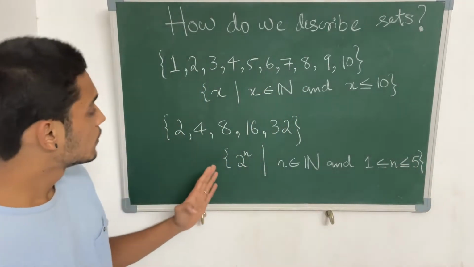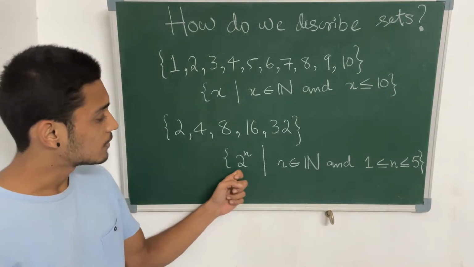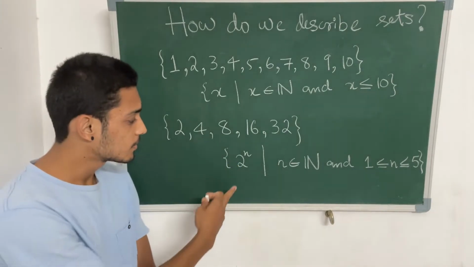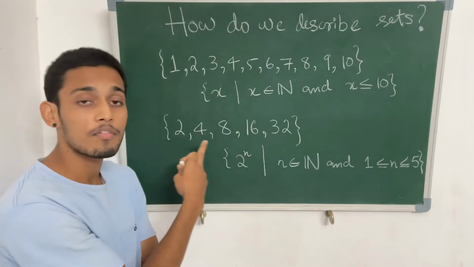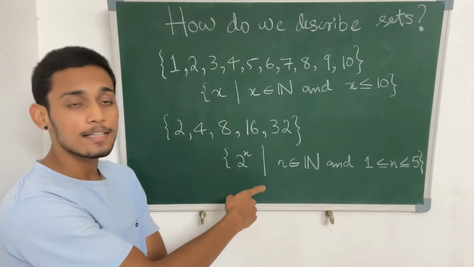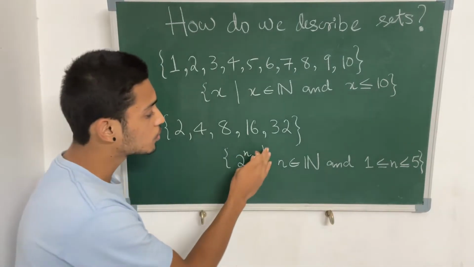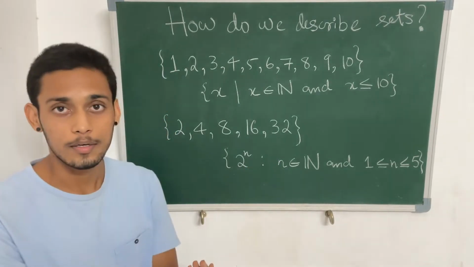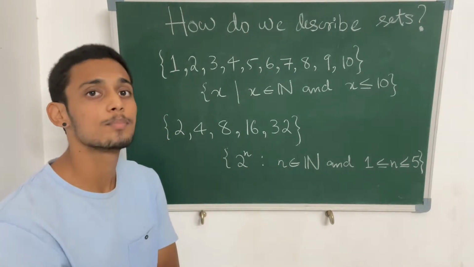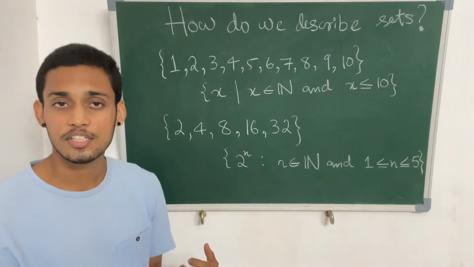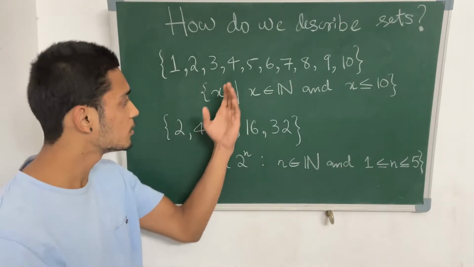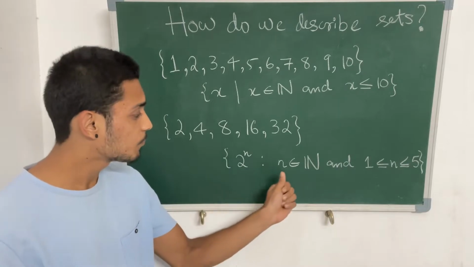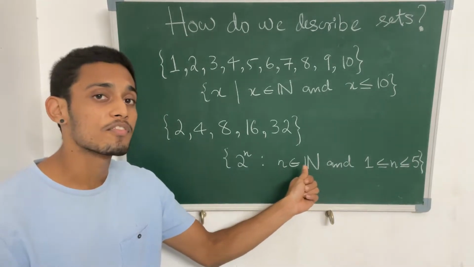That's it. So all it says is this set contains all elements in the form 2 to the power of n such that, and you can also write it as a colon. In some of the textbooks, in some of the texts, this is the notation used, so you don't have to get confused. You can use any of this. Such that n is a member of natural numbers.